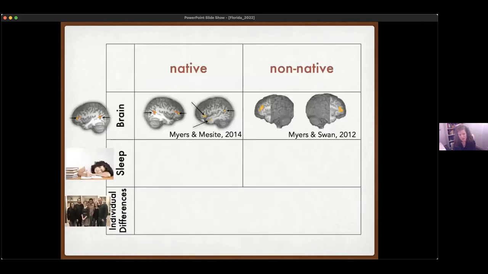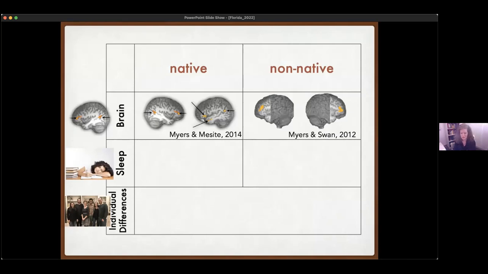So again, from a bird's eye view, we've got a similar kind of deal going on. When encountering these challenges that force you to change a category boundary, that force you to carve up your acoustic space slightly differently, in both situations, we begin with frontal involvement and it gets transferred back to more posterior regions. So suggestive maybe, but probably not the end of the story. Let's look for other kinds of similarities.